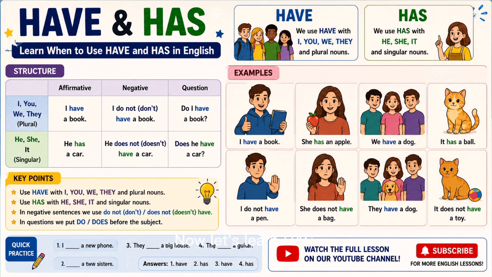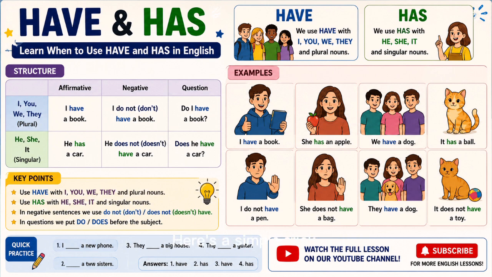Now let's learn has. When do we use has? We use has with he, she, it. Examples. He has a bicycle. She has a new phone. It has 4 legs. Again, he has. She has. It has. This rule is very easy to remember.